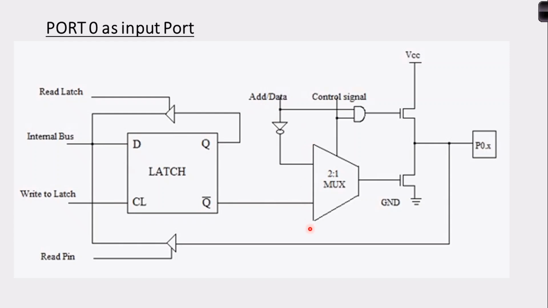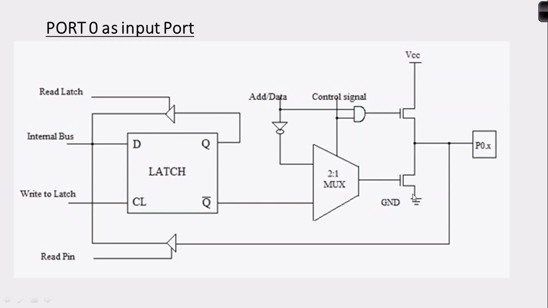In order to select whether it should be an input output port or whether I should send data, I'll be using a 2:1 multiplexer. And in order to drive the signals, we have MOSFETs, one MOSFET which is connected to VCC and one more MOSFET which is connected to ground.